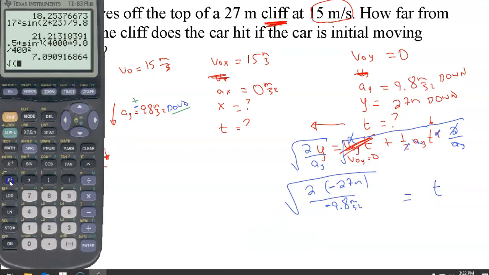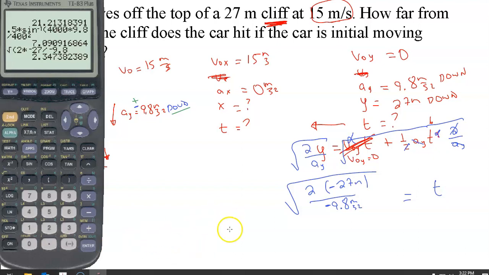The square root of 2 times negative 27 divided by negative 9.8. Okay, and that's 2.35 seconds.